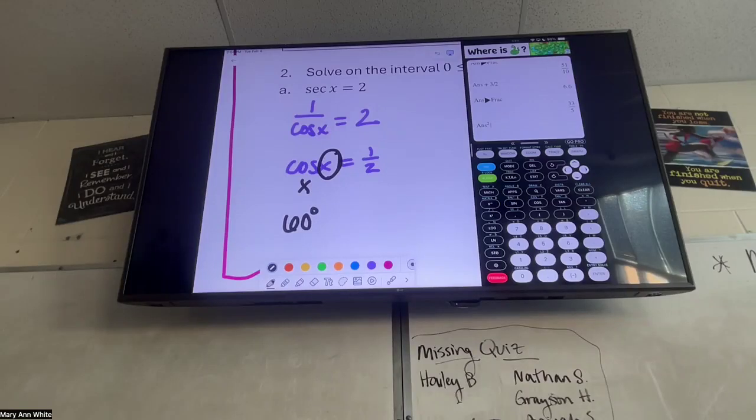Where else would cosine be positive? Which other 60 degree? In quadrant 1, 2, 3, or 4? 4. And what would your 60-degree angle in quadrant 4 be? 300. Basically, you're doing 360 minus 60.